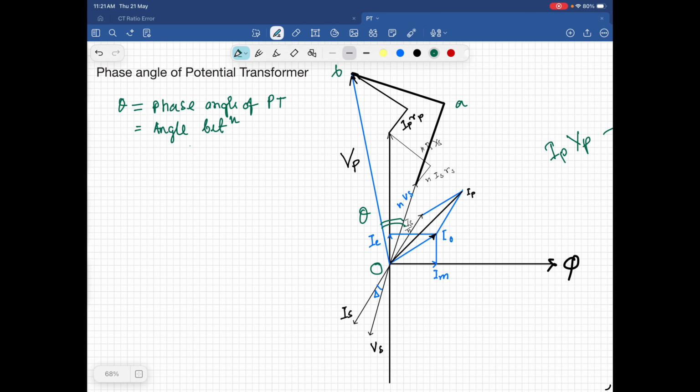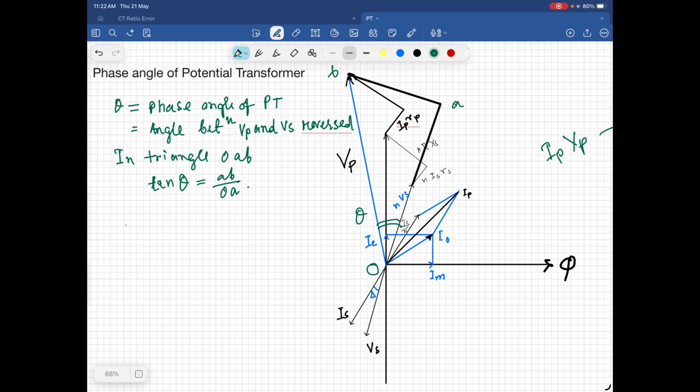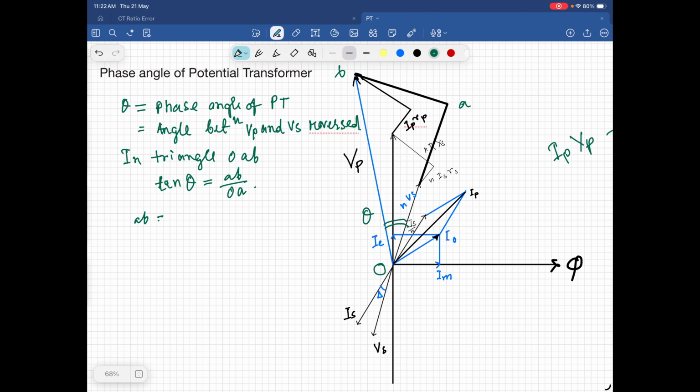Theta is equal to the angle between the primary voltage Vp and the secondary voltage when reversed, Vs. So theta is the angle between primary voltage Vp and Vs reverse. So if you look in the triangle OAB, tan theta is equal to AB by OA. Now, individually we have to write down the expression of AB and OA.